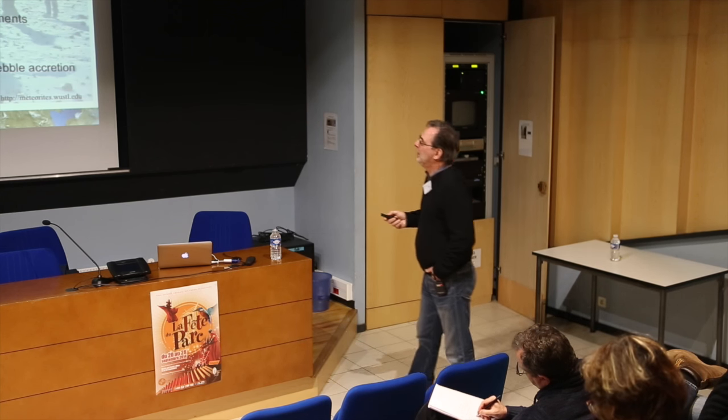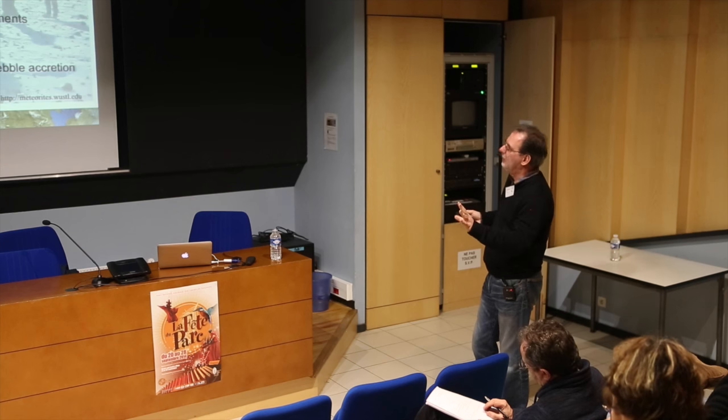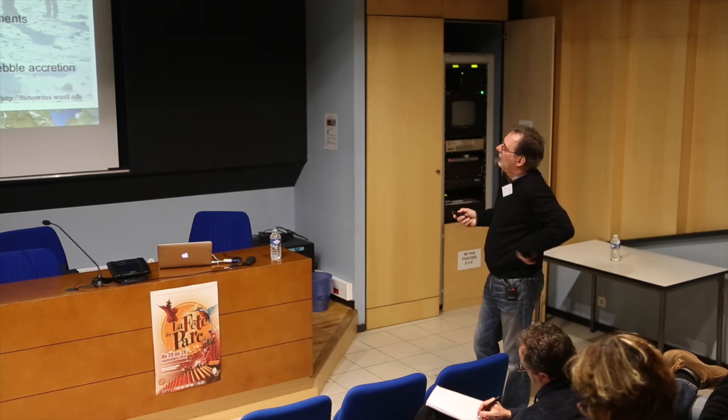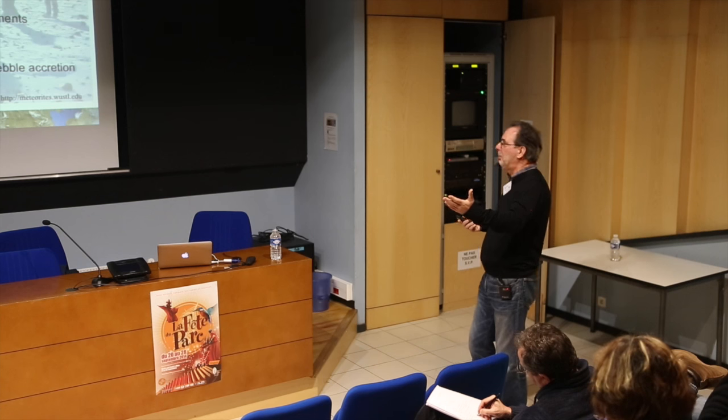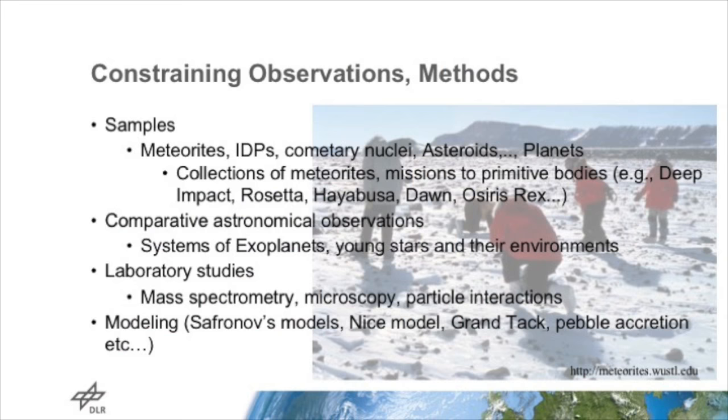Of course, there are samples, meteorites, planetary dust particles, cometary nuclei are of interest, asteroids, planets, and so forth. Whatever relevant observations are to be found on these bodies is something that the models of planetary formation need to fit. For instance, something like the late heavy bombardment needs to be explained by that, or isotope variations and so forth.